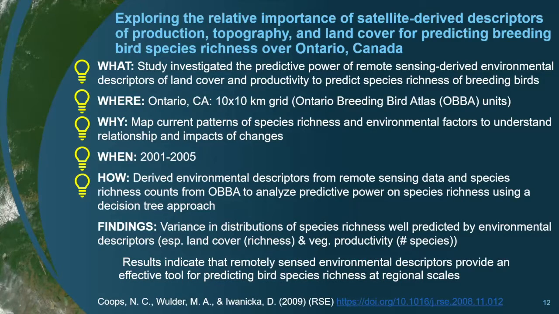The authors accomplished their goals by deriving environmental descriptors from remote sensing data and species richness counts from the OBBA to analyze the predictive power on species richness using a decision tree approach. The study ultimately found that variance in distributions of species richness were well predicted by environmental descriptors, especially land cover and vegetation productivity. The authors state that their results indicate that remotely sensed environmental descriptors can provide an effective tool for predicting bird species richness at regional scales.